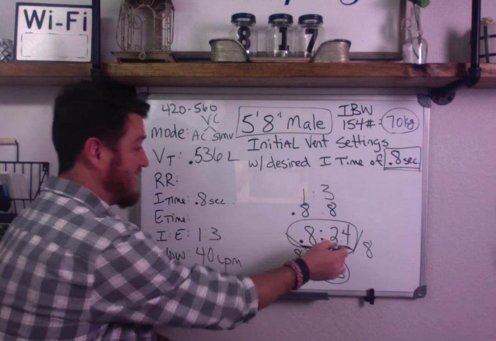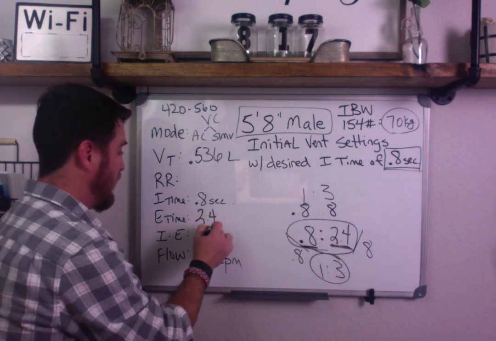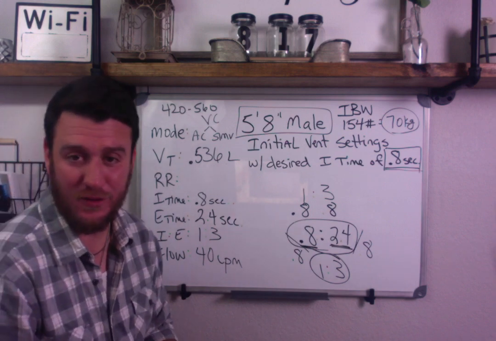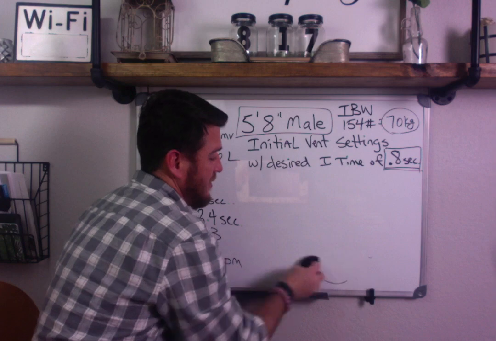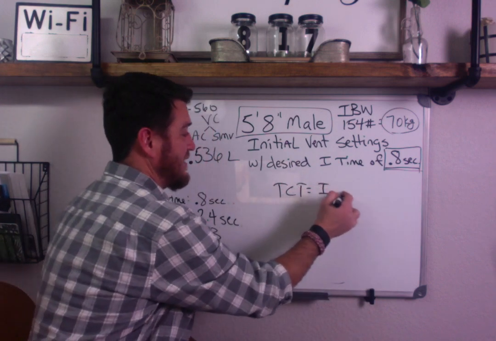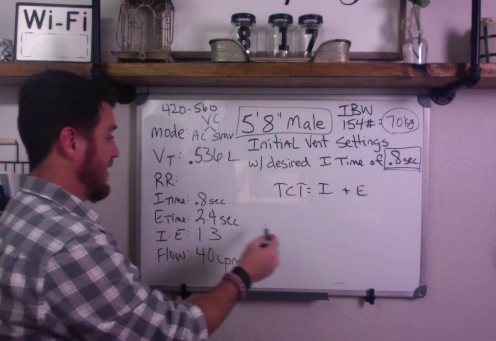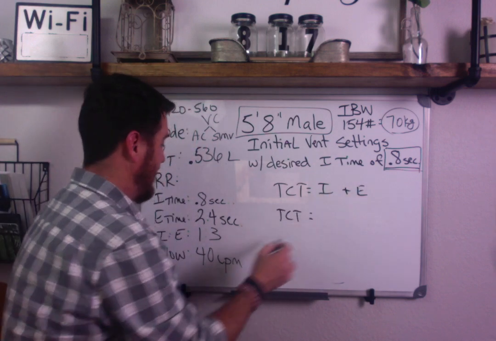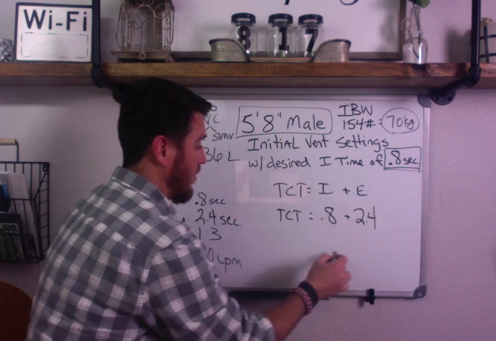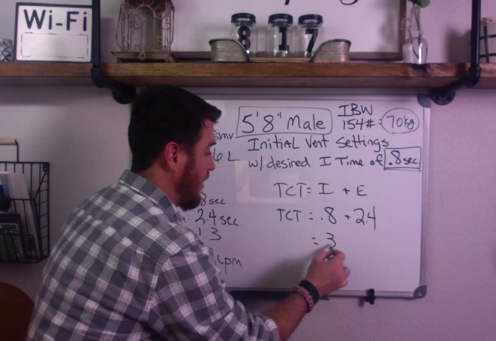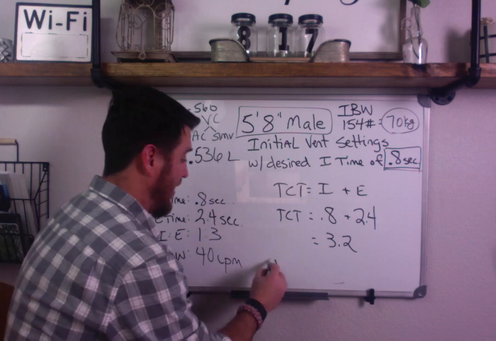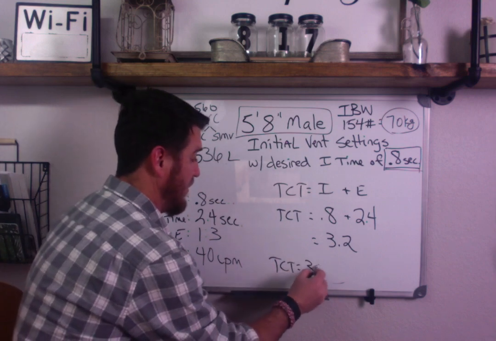Okay, so we can take this E time, put it here, 2.4 seconds, and guess what? You remember what the total cycle time formula was? Total cycle time equals I time plus E time. So total cycle time equals 0.8 plus 2.4. This equals 3.2. So our total cycle time, our TCT, equals 3.2.